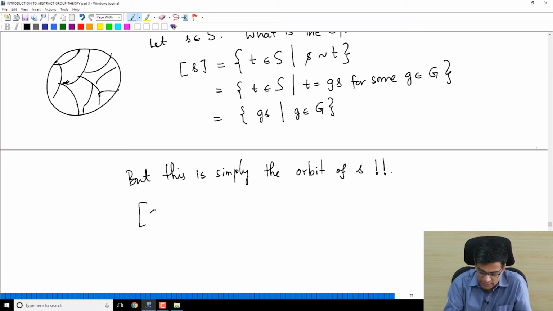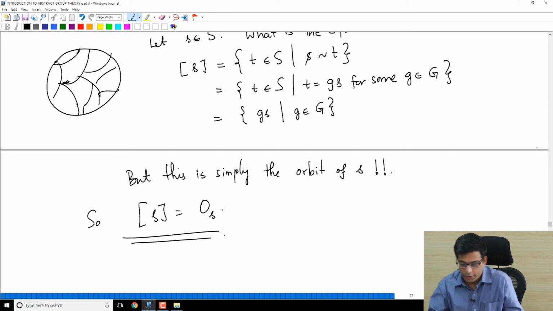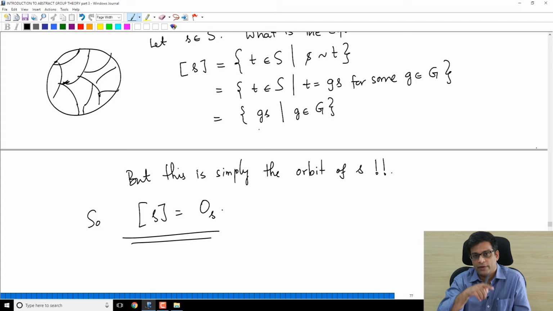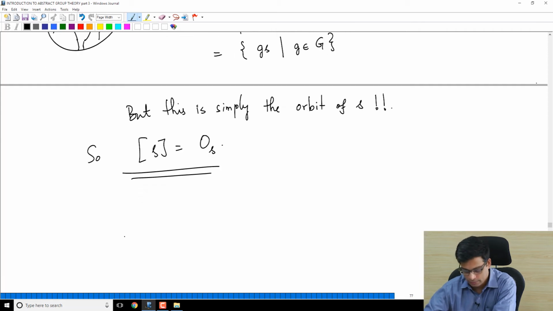So the equivalence class of an element, in the notation of the last video, is precisely the orbit of s. Remember, the orbit of s is exactly this set. It is where s travels under the action of G. So equivalence classes for the relation that we have defined today are simply the orbits.